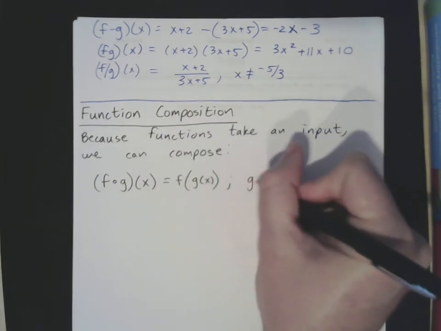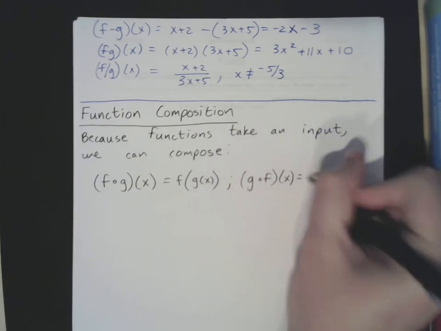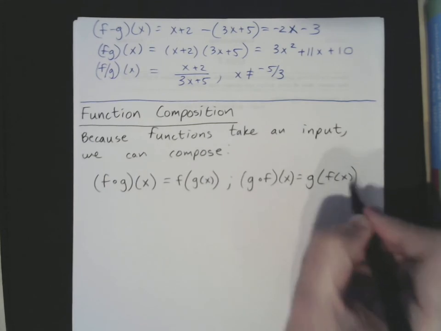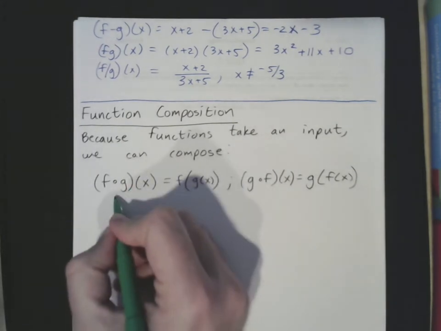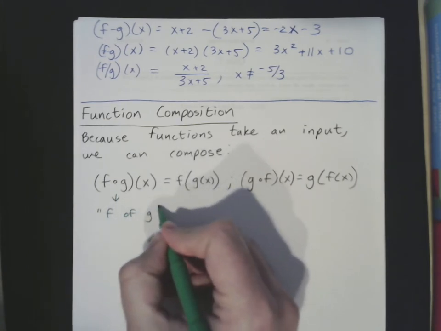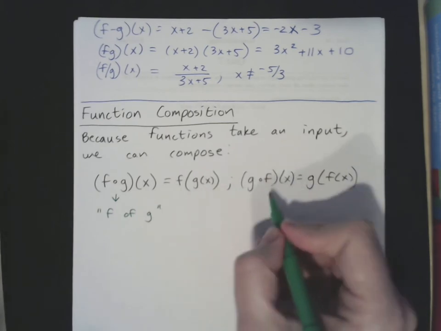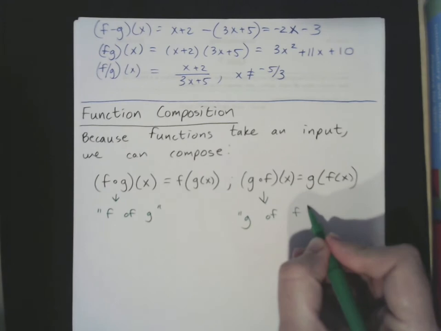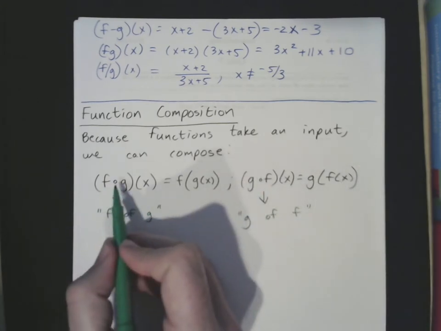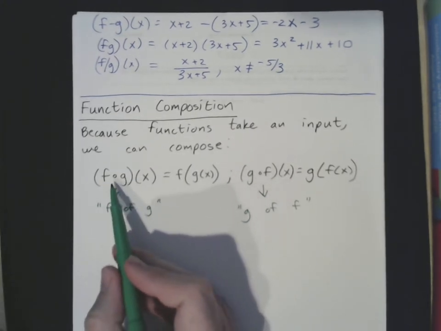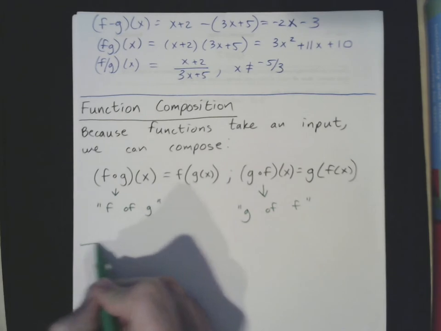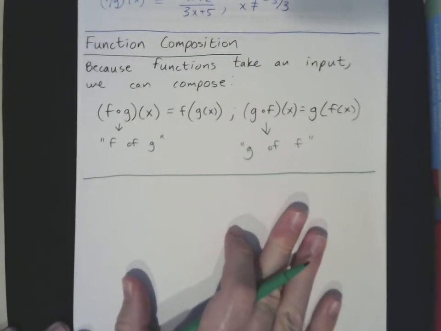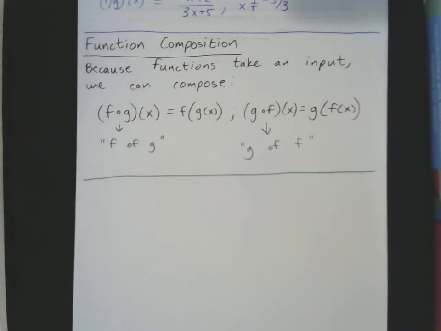And we can compose it the other way as well. We can do g circle f of x, which would be g of f of x. Now these two things are not the same. So the best way that I remember this is I treat the circle as an O to tell me what order I should be going in. So this one is f of g. And this one here is g of f. So you can treat the circle as a stand-in for "of." So it's f of g, which means f is on the outer. G of f means g is on the outer. So that's how we set up compositions.